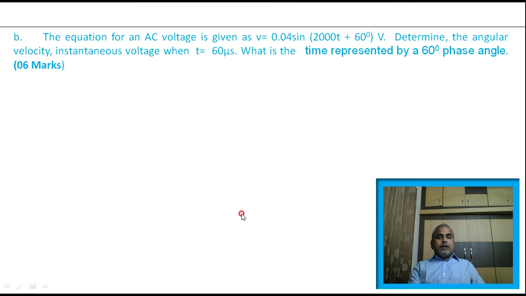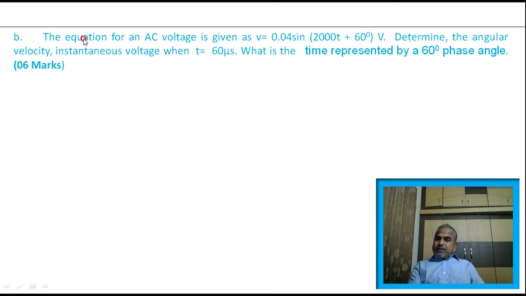Go to the next part of question number 2, that is question number 2b. It is on the AC fundamentals. The equation for an AC voltage is given by V is equal to 0.04 sine (2000 t plus 60) volts. Determine the angular velocity, the instantaneous voltage when t is equal to 60 microseconds, and also find out what is the time represented by 60-degree phase angle.